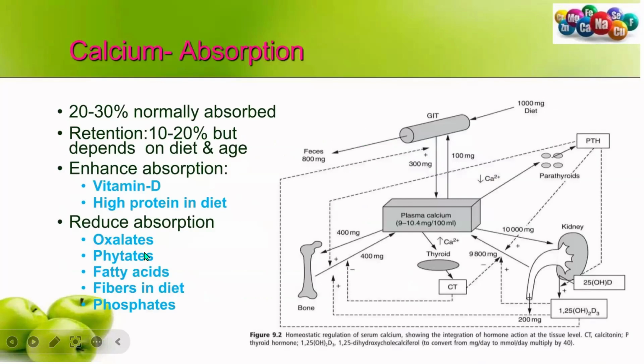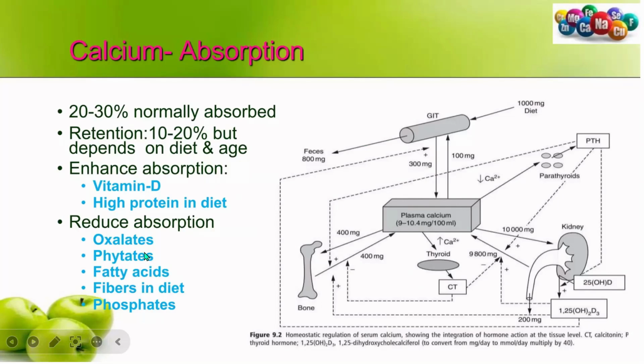So what about calcium absorption? About 20 to 30% of calcium is normally absorbed. And in the case of retention, about 10 to 20%, but it depends on diet and age. So what enhances calcium absorption? Vitamin D and high protein in the diet help enhance calcium absorption. Oxalate, phytate, fatty acids, fibers in the diet, and phosphates are found to reduce calcium absorption.